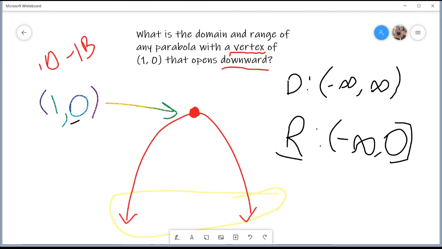So all of your problems that are like this are going to have a negative infinity, positive infinity for the domain, and for the range, it's going to have the negative infinity or the positive infinity, and then the number in the bracket.